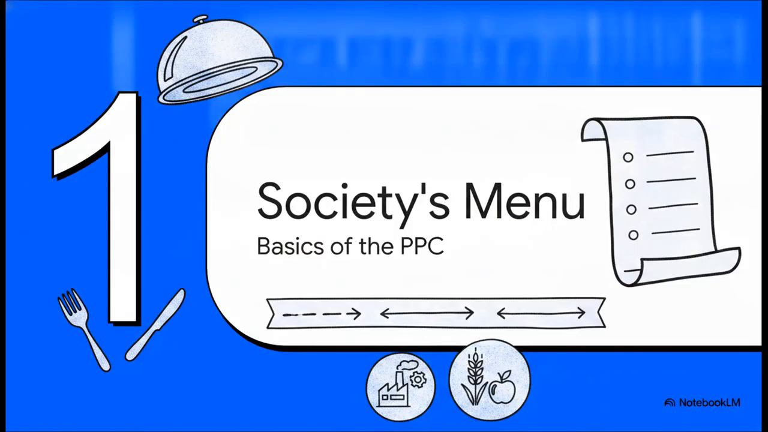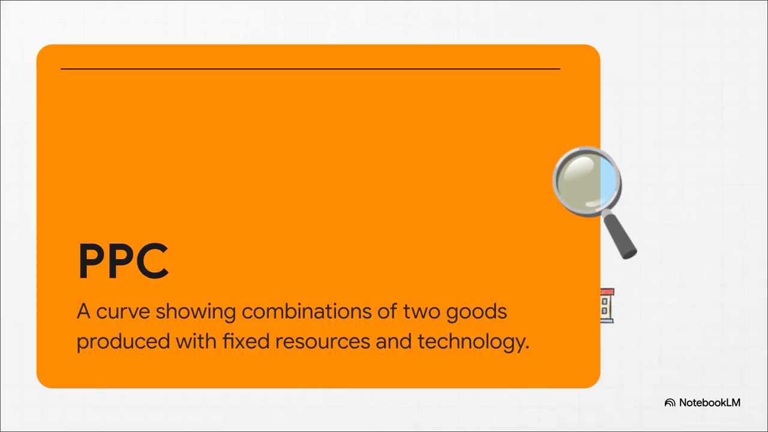All right, kicking things off with Section 1, Society's Menu of Choices. Think of the production possibility curve, or the PPC for short, as a literal menu. But instead of for a restaurant, it's for an entire country. Also known as the transformation curve or the production possibility frontier, the PPC is a curve showing the various combinations of 2 goods an economy can produce when its resources and technology are totally fixed. Basically, it tells us exactly what is possible, given what we currently have sitting in our national pantry.